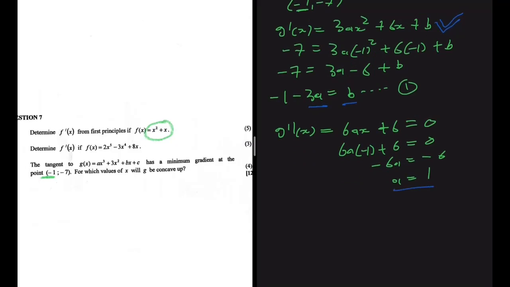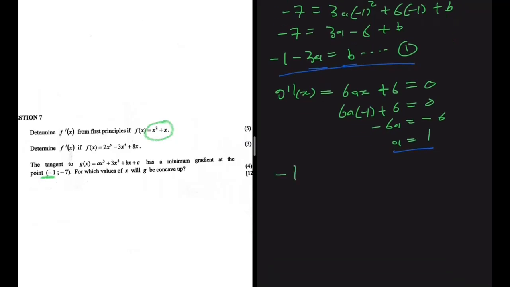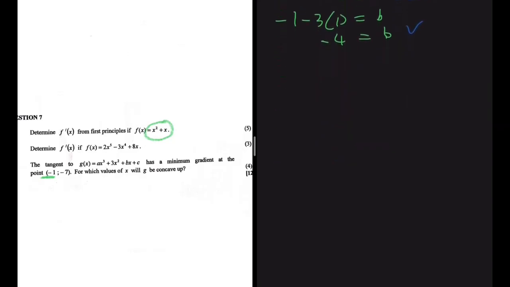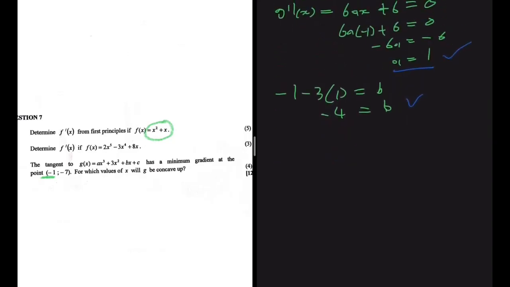Now let's go to equation 1, to this equation here, and substitute 1 so that we can find b. If we do that, we're going to say -1 minus 3 multiplied by 1 is equal to b. -4 is equal to b. So now we have the value of a and we have the value of b. Let's substitute them in our graph g of x, because like we have already agreed on, if we find a and b, it becomes extremely simple to find for which values of x will g be concave up.